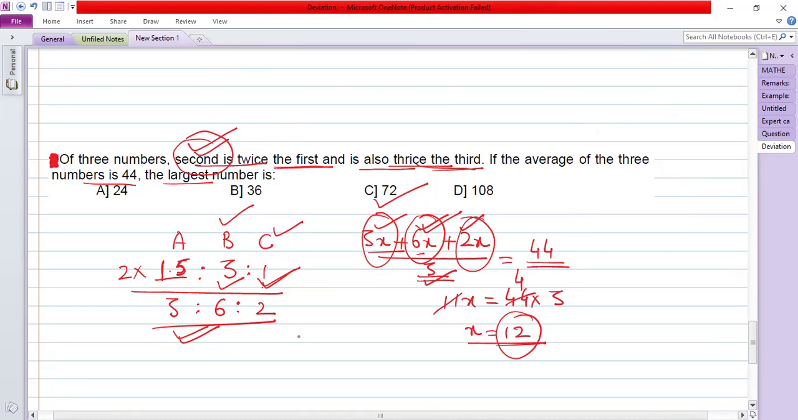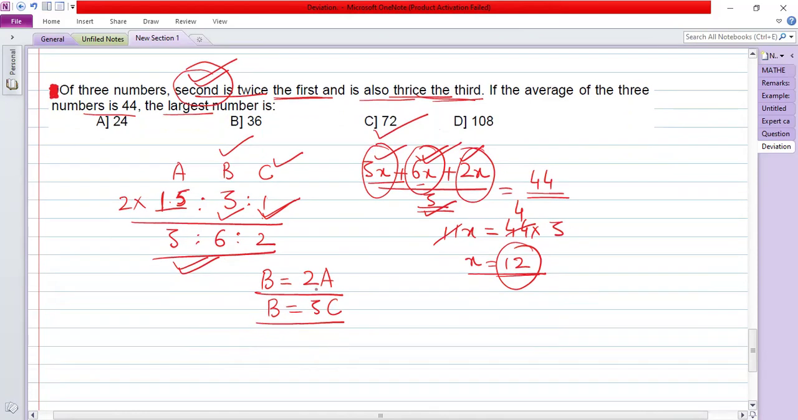If someone is not comfortable with this, then the second number is twice the first number, and the second number is also thrice the third number. We can go this way also. Here we have to mainly find the mutual or common ratio between A, B, C. So B, the second number, is twice the first number, and again B is thrice the third number. Since B is common, I will write B in the middle, and A here and C here.